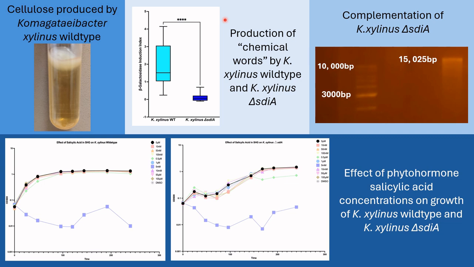The second project I carried out this term was investigating the effect of phytohormones on growth and cellulose production of the wild type and mutant. Phytohormones are plant chemical messengers, some of which have been shown to promote the growth of certain bacterial strains.